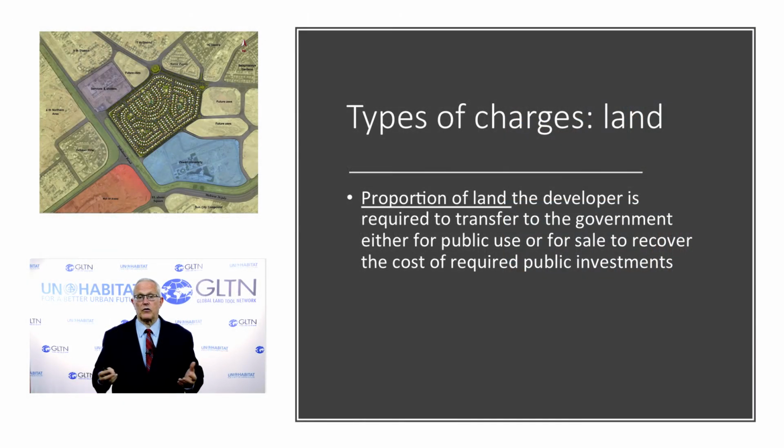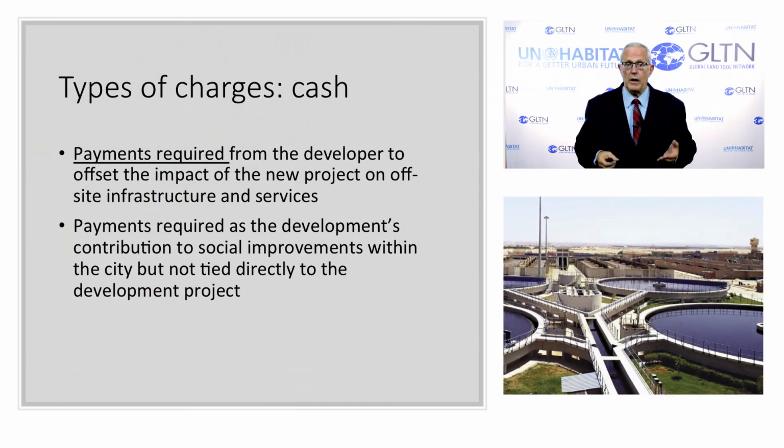Second type of charge is simply land. This is a proportion of the land the developer is required to transfer to the government, either for public use or sometimes for sale to recover the cost of required public investments. Okay? Third type is simply cash. Cash payments required from the developer to offset the impact of the new project, generally on off-site infrastructure and services.